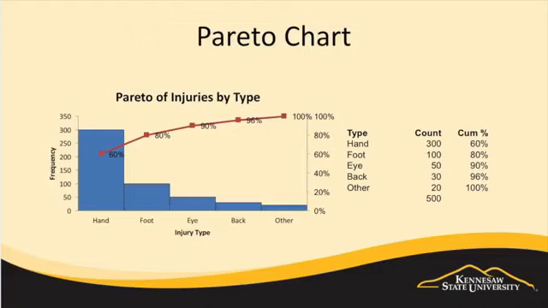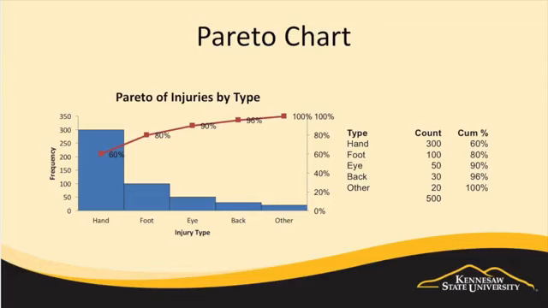This is an example of a Pareto diagram of workplace injuries in a manufacturing facility. Data shown in the table in the upper right was collected by type of injury. Hand injuries are easily the most common type of injury in manufacturing, followed by foot injuries. So if we wanted to reduce the number of injuries, we would probably focus on those.